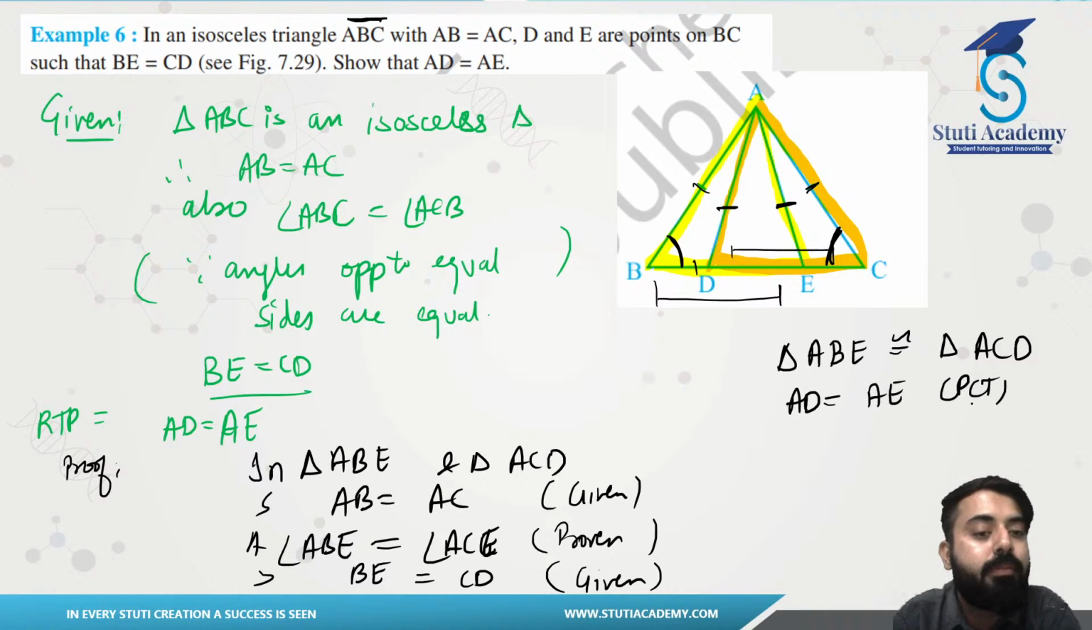CPCT. Just invert them and write them again. So that will be the case. I hope you guys have understood the case and you don't have any doubt in this. So that was the solution to your example 6.